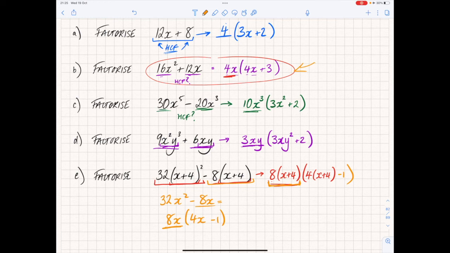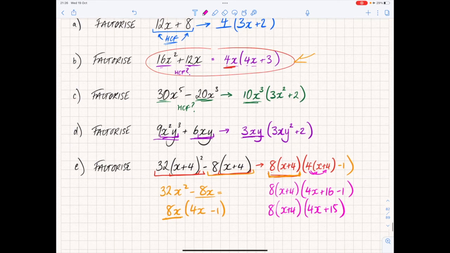So your first step is to set it up like that, and then from there you leave the outside as it is, and then the bits inside we can expand, so that becomes 4x plus 16, and then you've still got the minus 1, so therefore you've got 8 brackets x plus 4, this becomes 4x, and then 16 minus 1, which is 15. So that is that factorised.